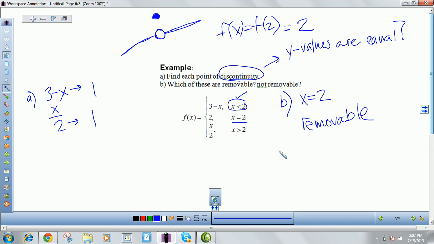Okay, and so these are one-sided limits. If it's removable, that means that you have the same y value when x is equal to 2, except for this. But these two values have the same y value, so your one-sided limits are the same. So the limit as x approaches 2 from the left is equal to the limit as x approaches 2 from the right. These are what we call one-sided limits.